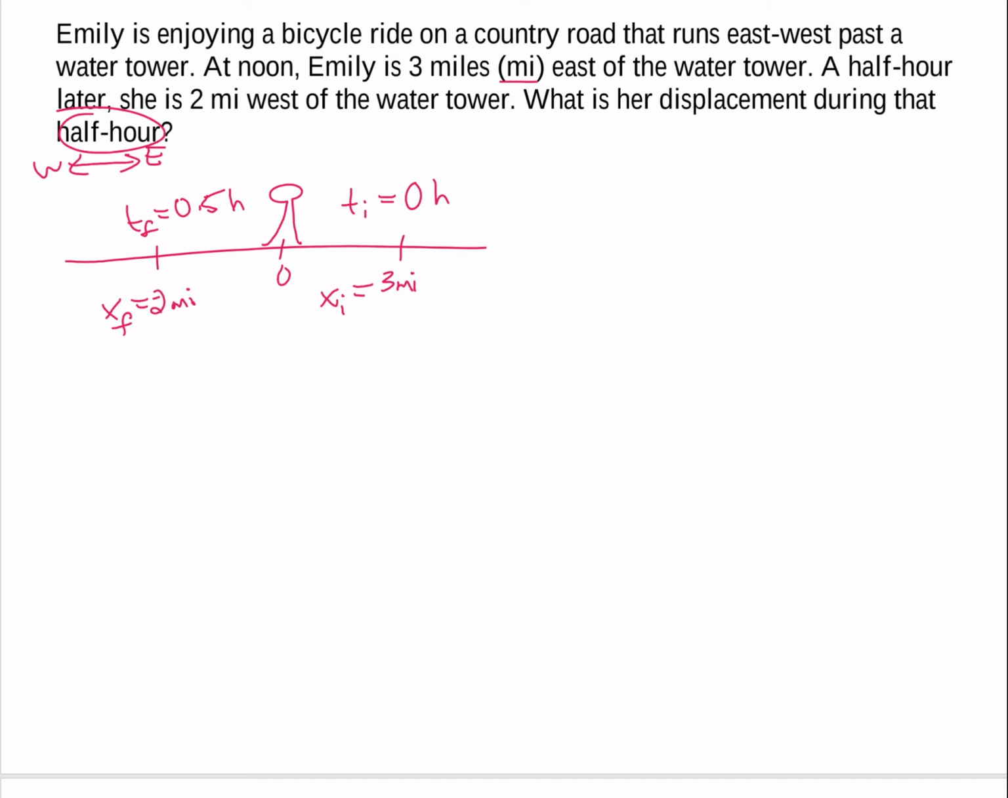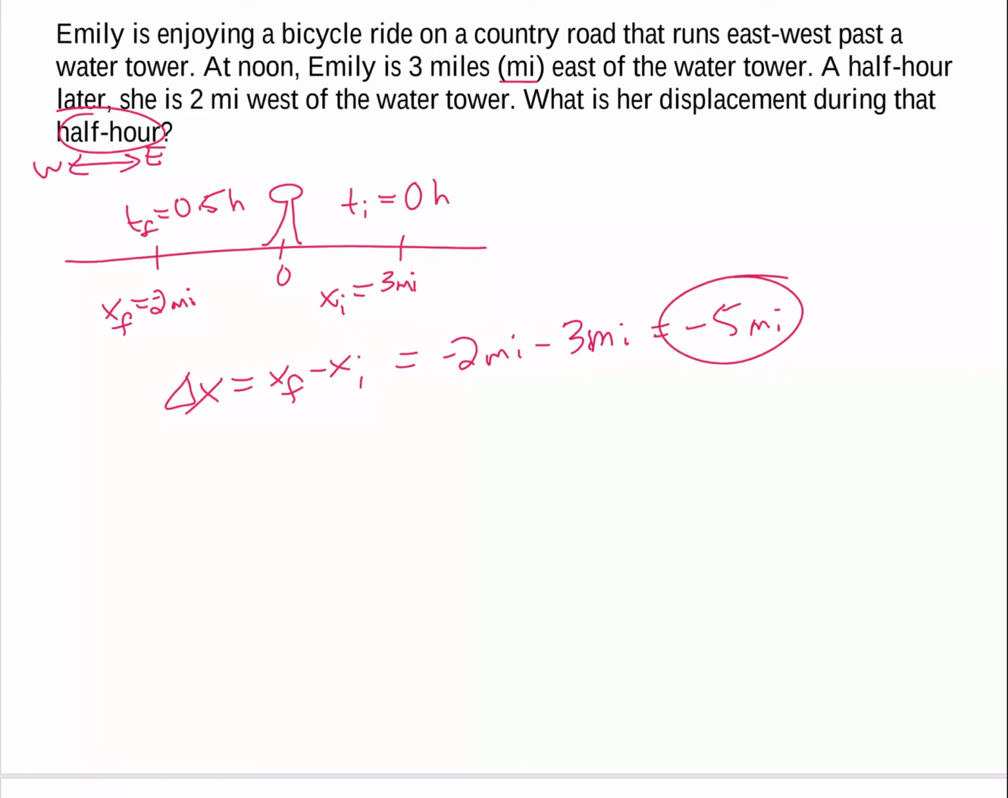What is her displacement? We need displacement, so that's delta x equals x sub f minus x sub i, equals -2 miles minus 3 miles. Wait, is it minus? Yes, it'd be -2 minus 3 miles, which equals -5 miles.